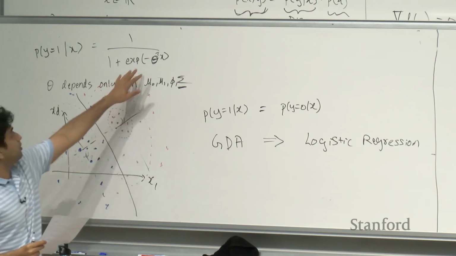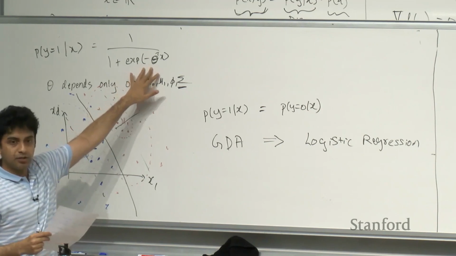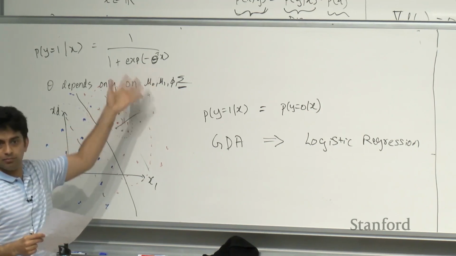So it's a line because you can represent it in this form, and this is your logistic regression.